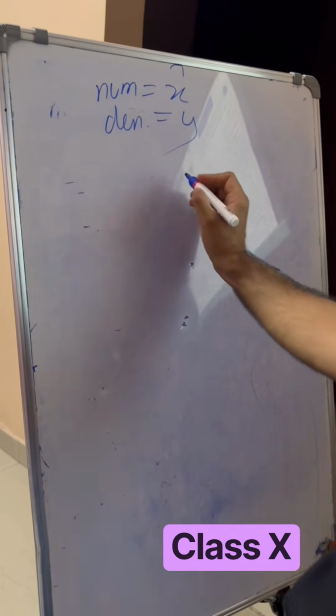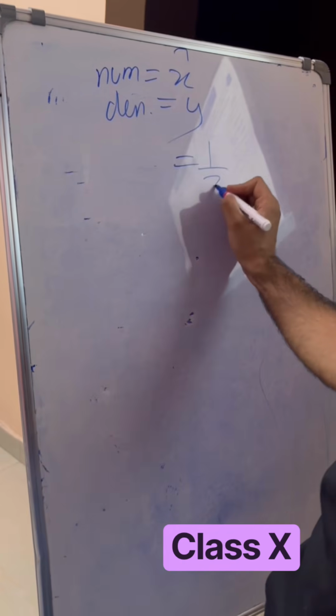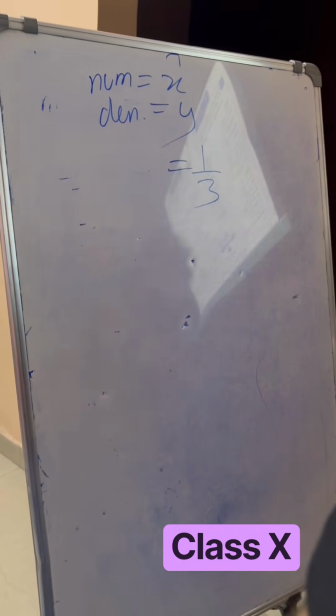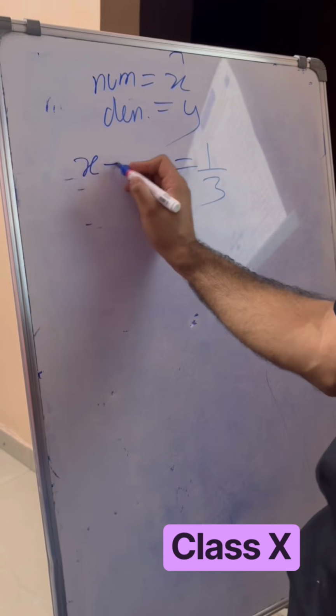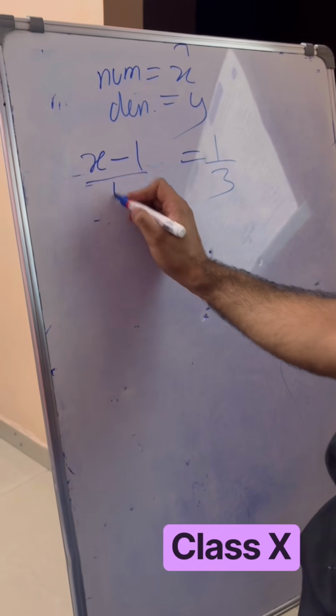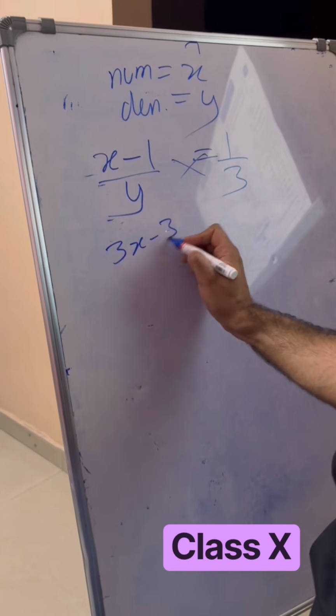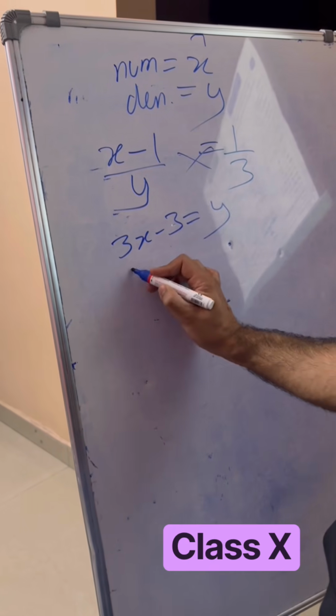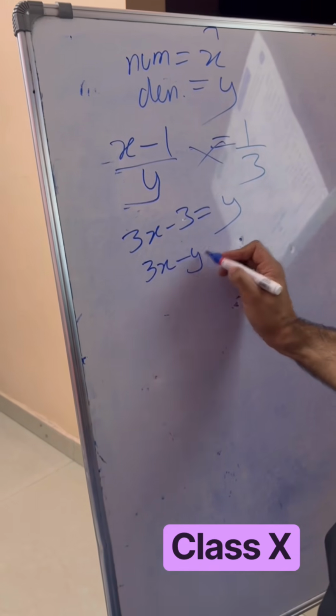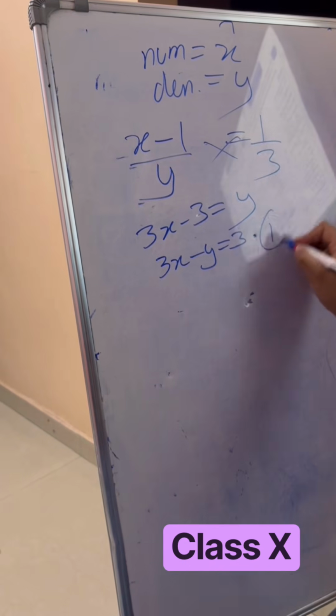The fraction becomes 1 upon 3, so we'll write 1 upon 3 here first. And when 1 is subtracted from the numerator, that means only 1 is subtracted from the numerator and the denominator remains y. So cross multiply, 3x minus 3 is equal to y. So that means 3x minus y is equal to 3. So this becomes our first equation.